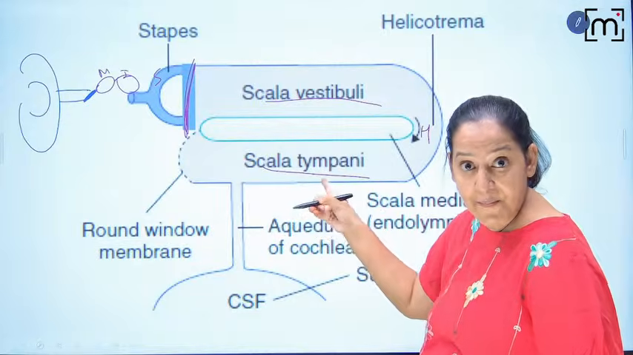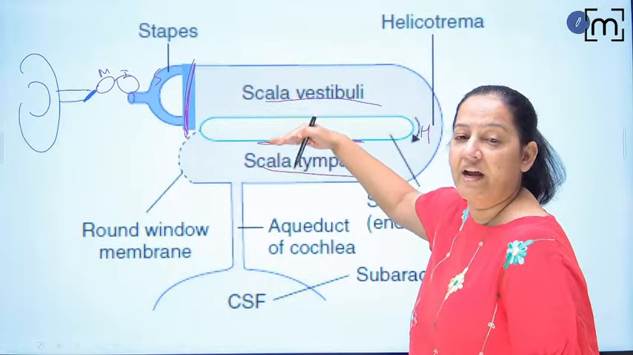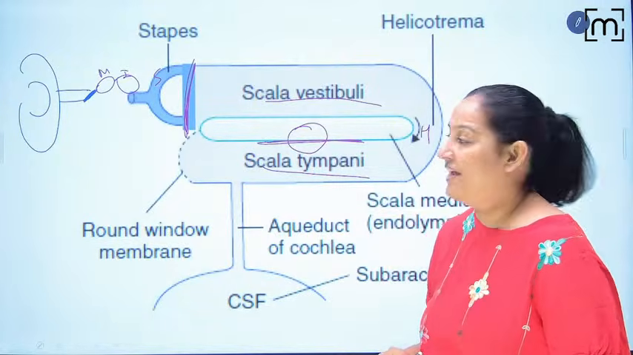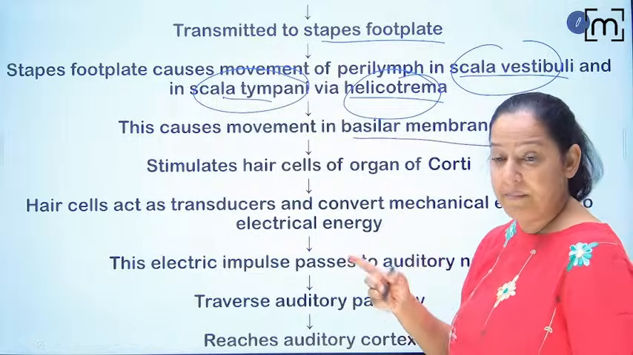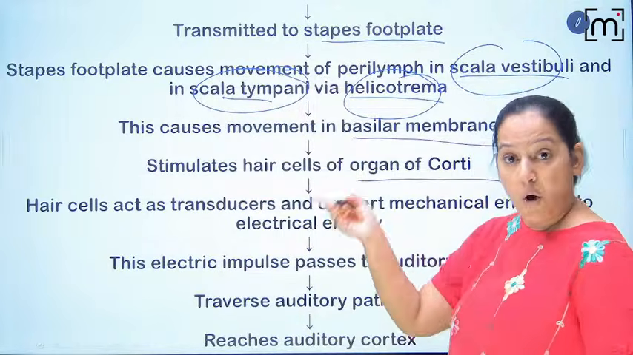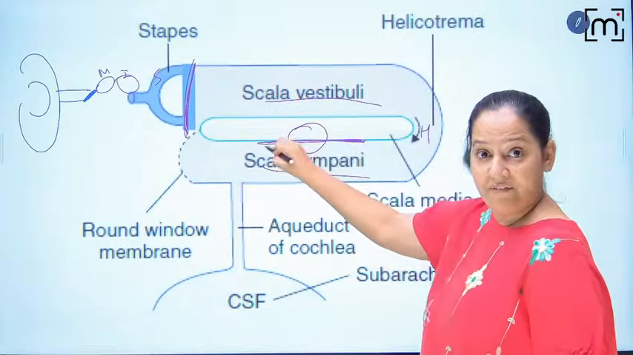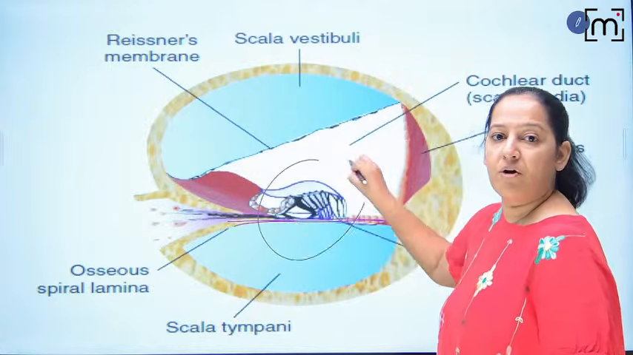When it goes to scala tympani, the basilar membrane vibrates. On the basilar membrane, we have the organ of Corti. So sound is reaching and vibrating the basilar membrane. On the organ of Corti, we have hair cells. You see this. This is the basilar membrane. This is the organ of Corti.